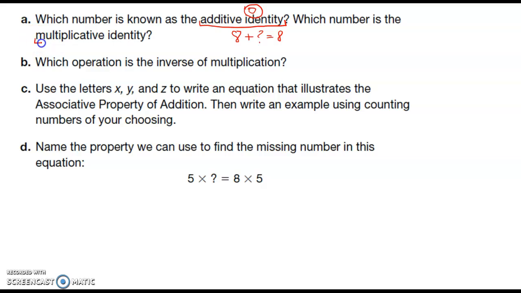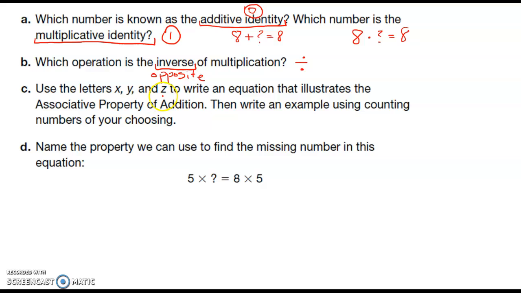Now it's different when we multiply. This says which number is the multiplicative identity? So in that case it would be 8 times what is 8? And we know the answer is 1. Which operation is the inverse or the opposite of multiplication? And it's going to be division.